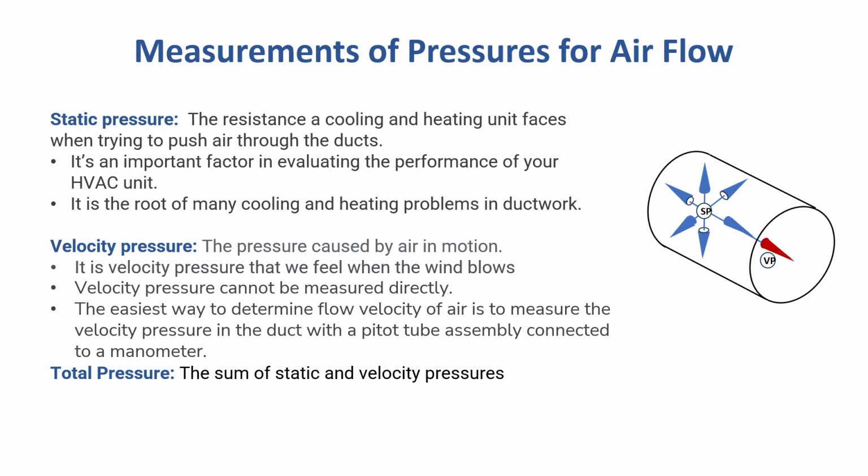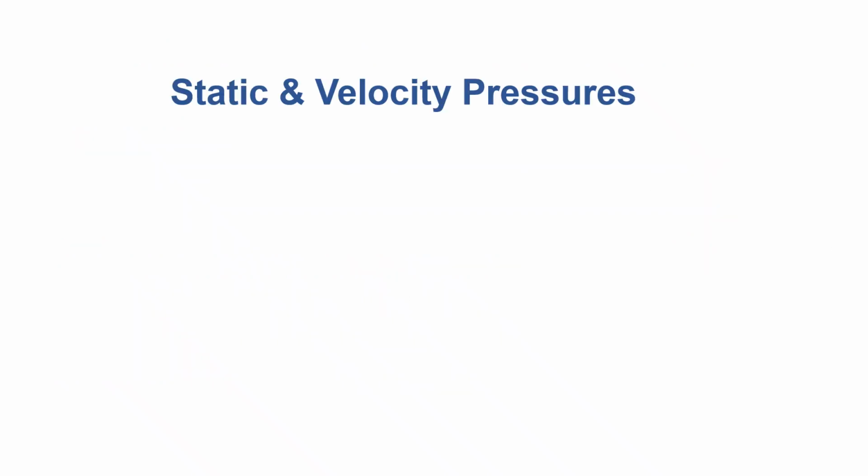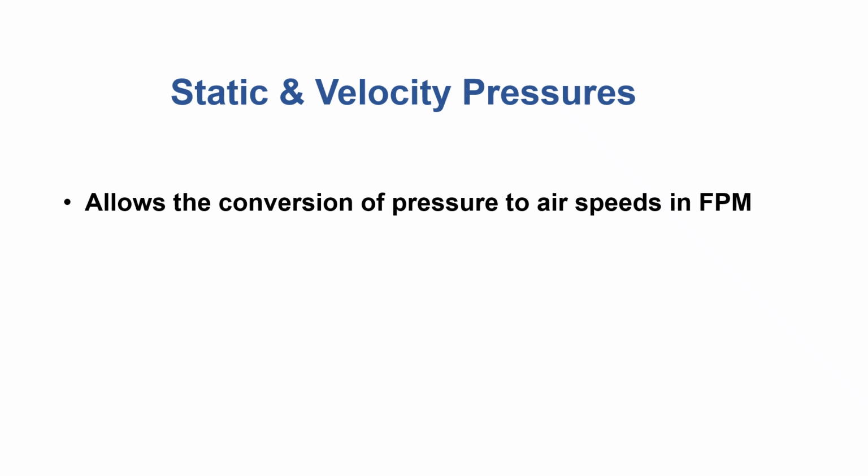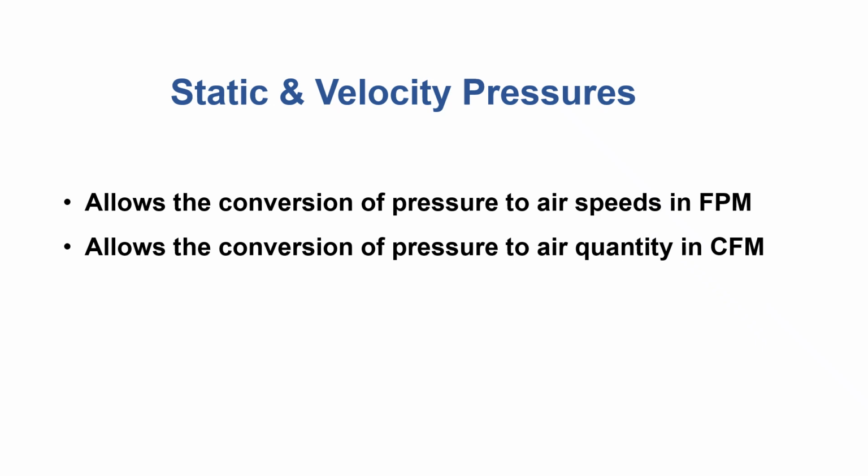Total pressure is the sum of static and velocity pressures. The drawing on the right shows static pressure in blue, which is equal in all directions. Velocity pressure is shown in red and is the direction of airflow. Knowing the static and velocity pressures allows the conversion of pressure to airspeed in feet per minute. It also allows the conversion of pressure to air quantity in cubic feet per minute.